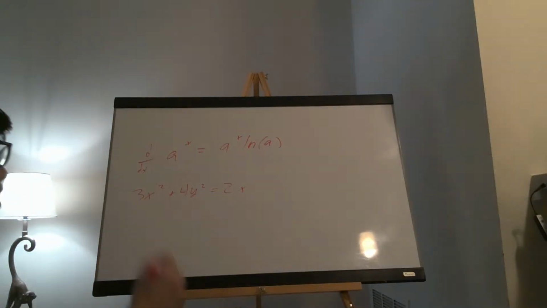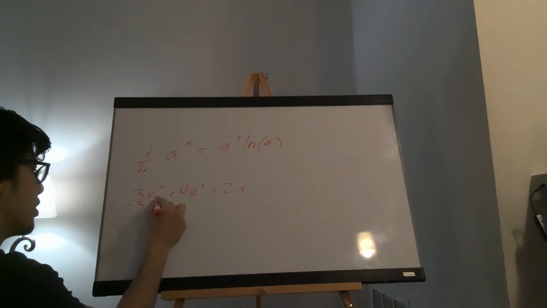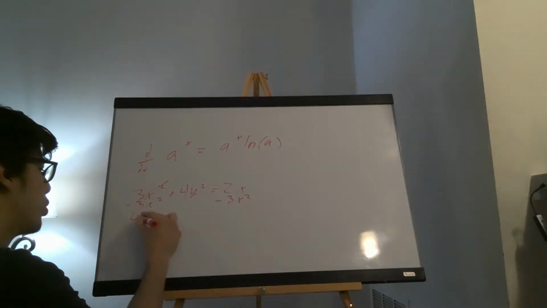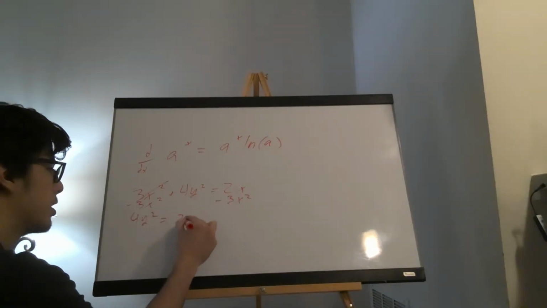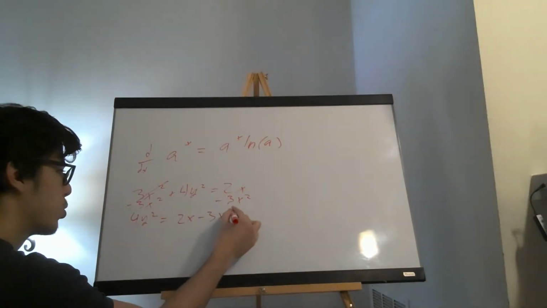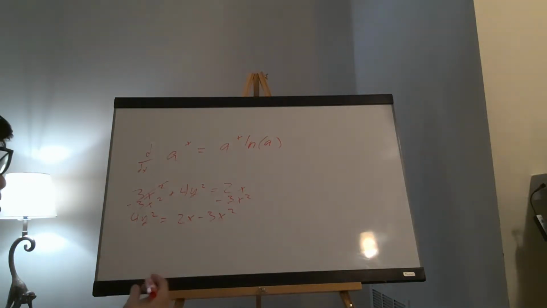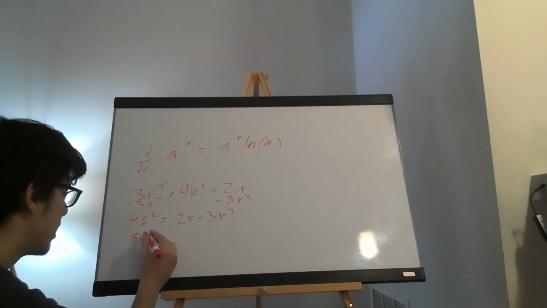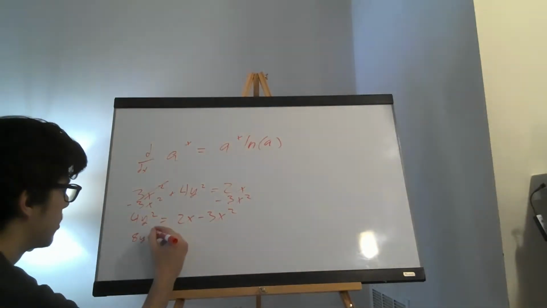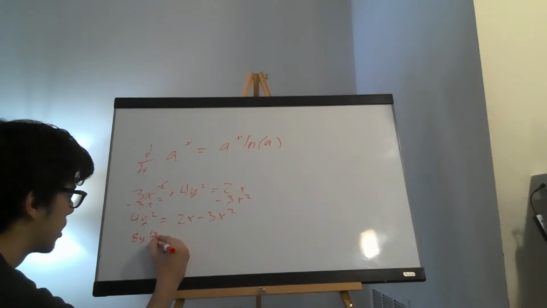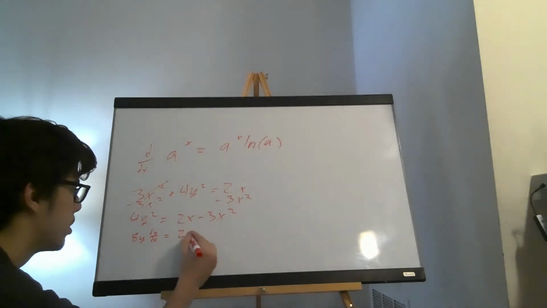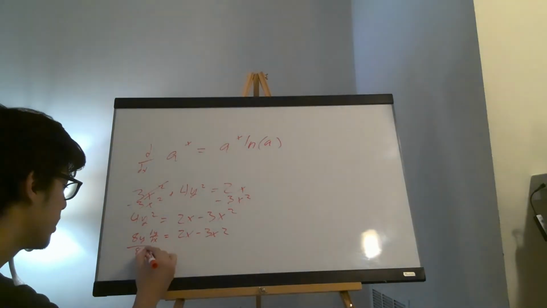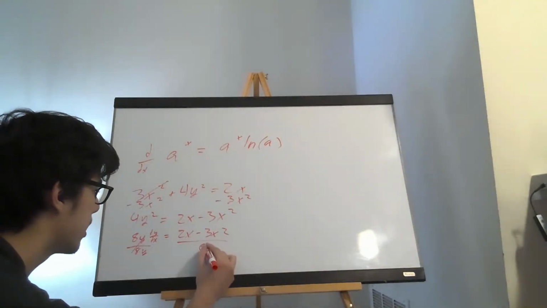So this actually isn't all that bad. We're just going to subtract 3x squared from both sides. So now we've got 4y squared equals 2x minus 3x squared. Take the derivative on both sides. That's going to give us 8 times y dy/dx equals 2x minus 3x squared. Then we've got dy/dx over here, so divide both sides by 8y.